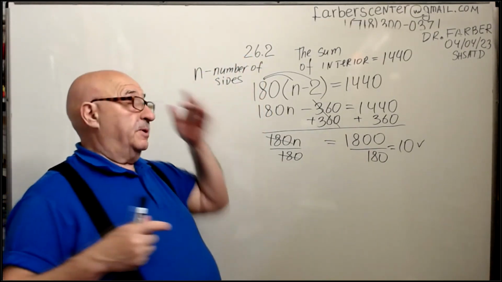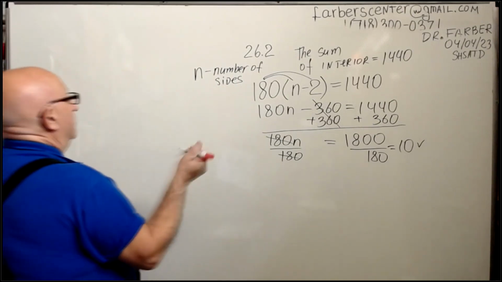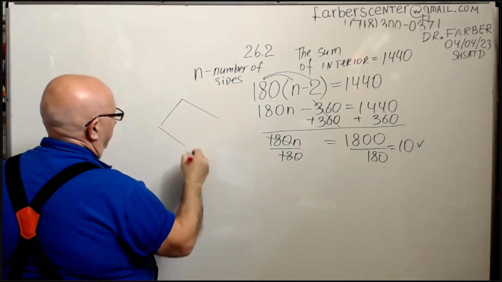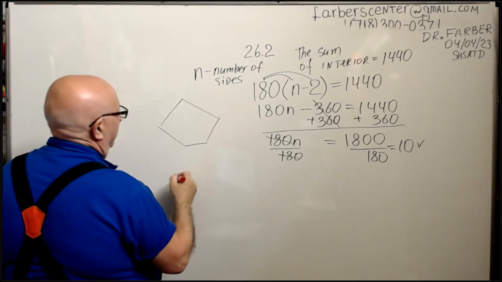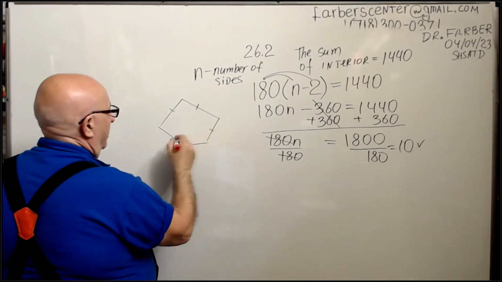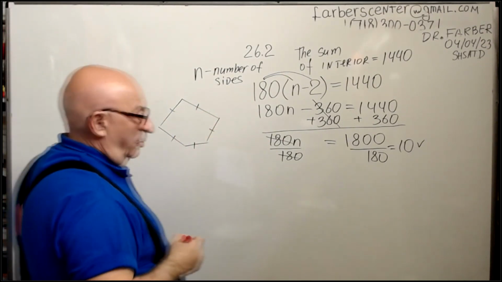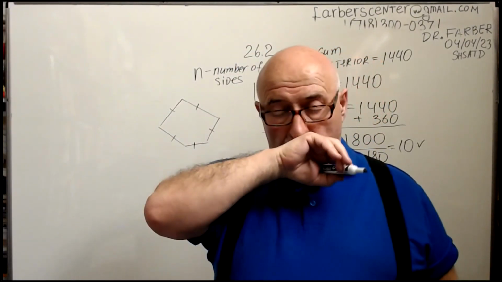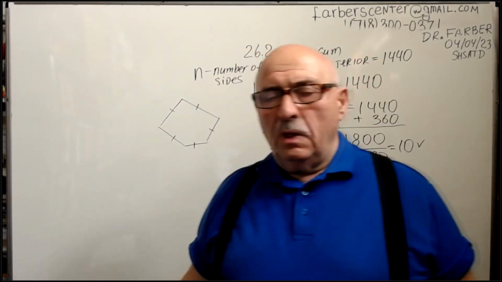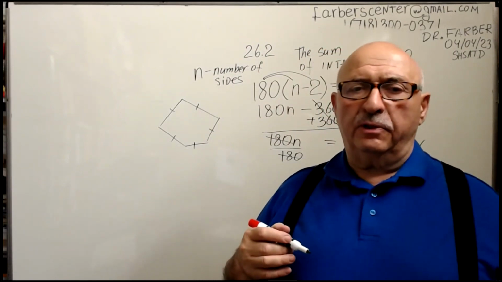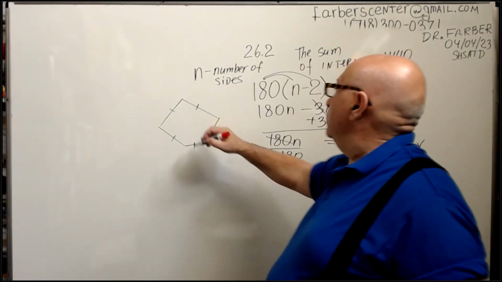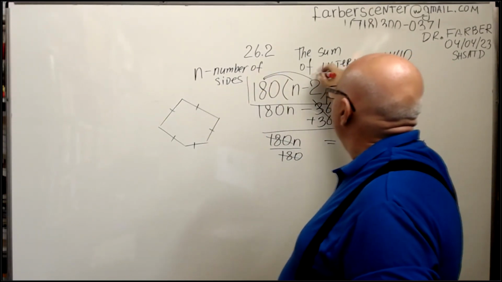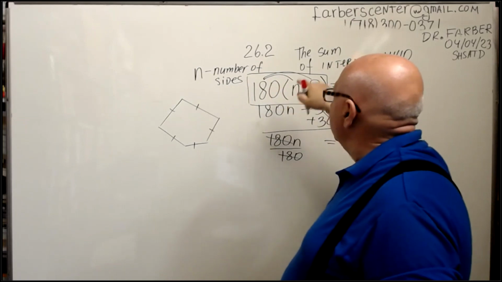180 times n minus 2. I just remind you, pretend we have a polygon, any polygon. Let's say we have a pentagon, a regular pentagon. In a regular polygon, all sides and all angles are the same. If you need to find the total inner angles of any polygon, in this case a pentagon, use this formula and plug in 5 instead of n.